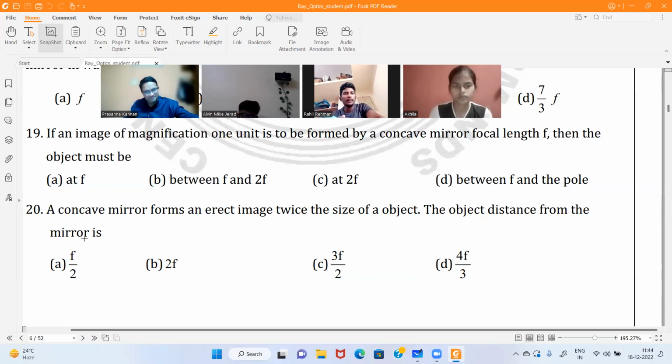Use the mirror formula. Yes, you can use the mirror formula and magnification formula to get the answer. Are you clear, guys? Once you spend a little time understanding the image formed by concave and convex mirrors, these questions are very simple to answer, correct?